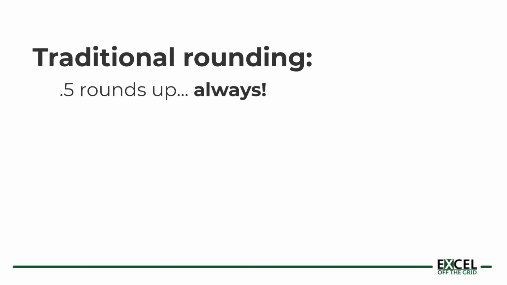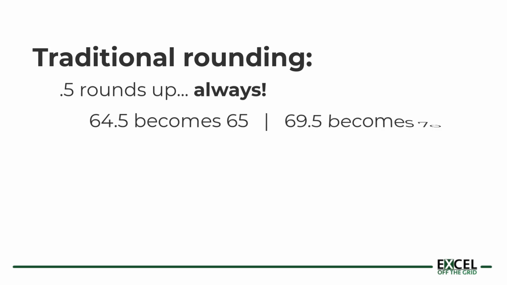What's going on here? Why are these numbers different? Well, it's because Excel and Power Query, by default, use different methods of rounding. I'm sure when you were at school, you learned that when we have a 0.5, it always rounds up. Always. There's no exceptions. 0.5 rounds up. Now, I don't know if this type of rounding has an official name. Let's just call it traditional rounding. And this is the approach which Excel uses. So 64.5 rounds up to 65 and 69.5 rounds up to 70.